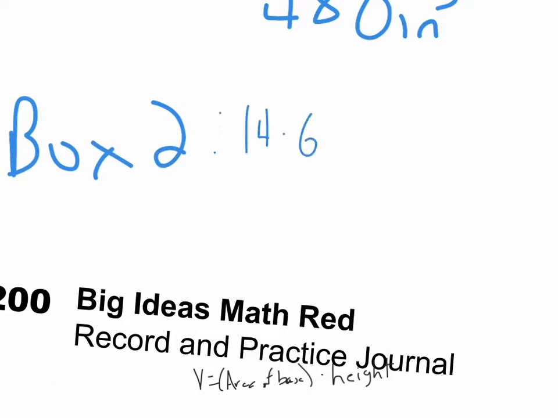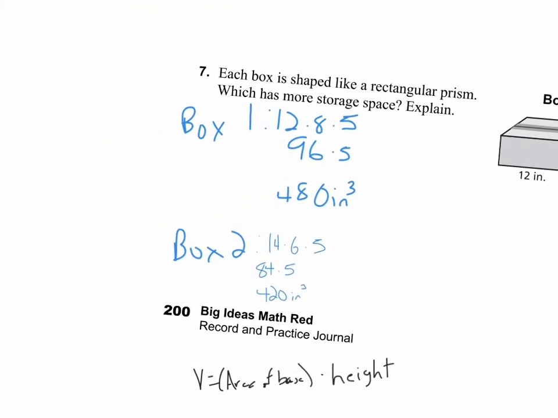Alright, so 14 times 6 is 84. And so we have 84 times 5, which gives you 420, and it's inches cubed. So which one's bigger? Box 1 is bigger. Your explanation is your math. Think about it: 480 inches cubed, more stuff fits into that than 420 inches cubed. So box 1 has more storage space. Alright, so this is 9.4, volume of a prism.